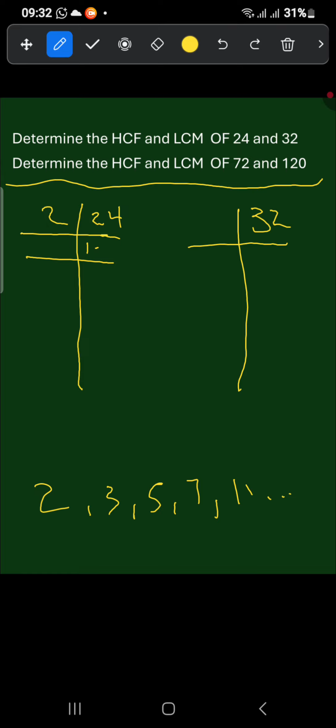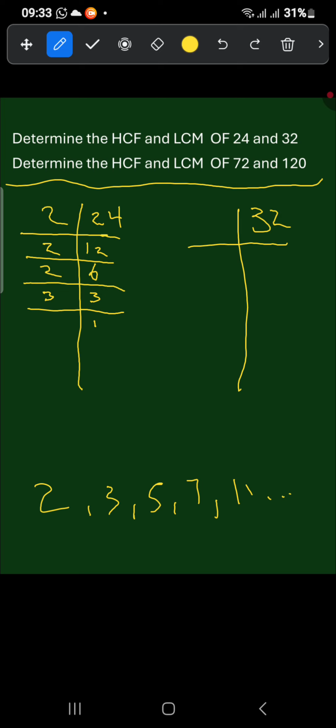A smaller prime factor that can go into 24 is 2, and it goes how many times? 12 times. Then a smaller prime number that can go into 12 is 2 again, and it goes 6 times. Then another one is 2, and it goes 3 times. A prime number that can go into 3 is 3. Then it goes 1 time. Once you get 1 at the end, it means you are done.